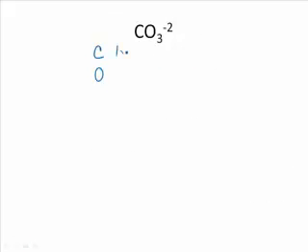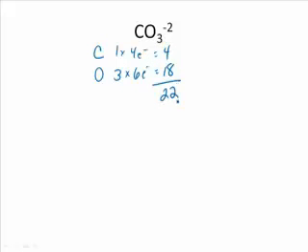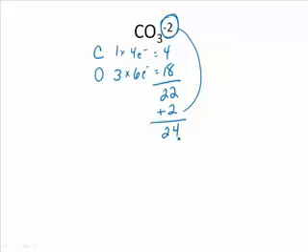1 carbon, 3 oxygens. So that would give me 22. Now, because this is an ion, I have to account for that charge. The way I do that is if it's negative, I'm going to add the electrons to my total. If it's positive, I'm going to subtract the electrons from the total. So this is a -2, so I have 24 electrons to work with.